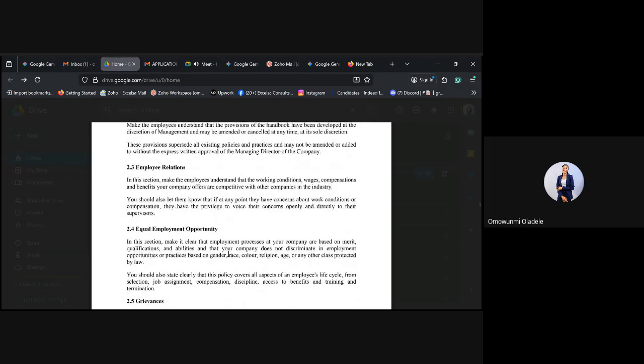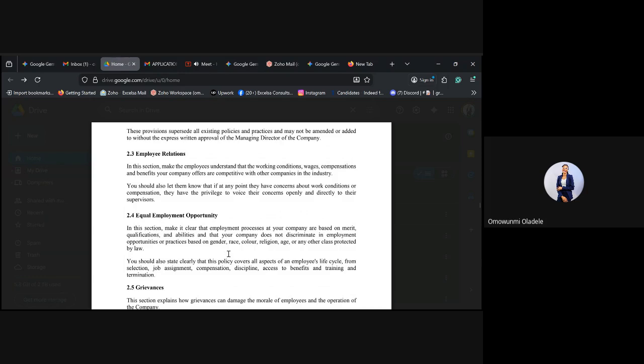Then employee relations. You also need to state the working conditions, the wages, and the compensation and benefits that your company offers. If your company does HMO, you have to put it there. If your company does COLA allowance, COLA is cost of living allowance. This is just a term for organizations that are willing to give benefits to their employees. You need to state it there.